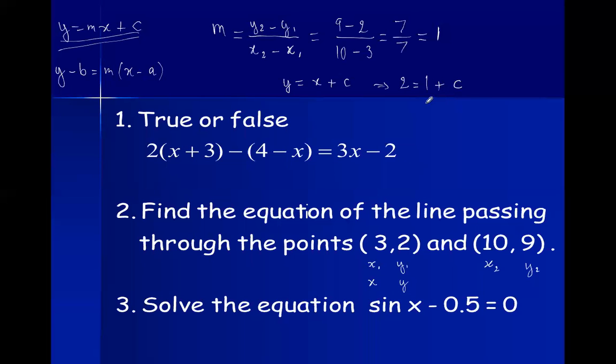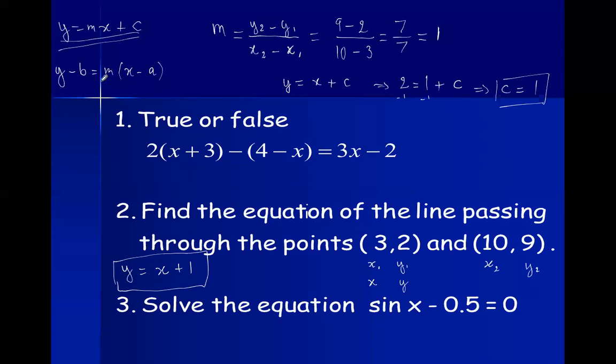Now, I want c on its own. Take away 1, take away 1. That gets rid of the 1. That means c equals 1. So I've got m equals 1, c equals 1. That's all I need. The equation of the line is y equals mx plus c, which is y equals x plus 1. So do you really need to remember this one? Not really, if you know how it works.